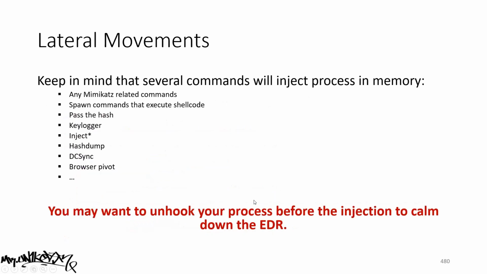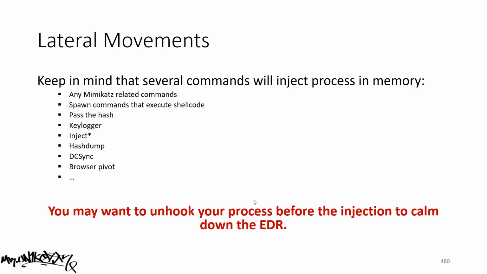It's pretty straightforward execution. Keep in mind that several commands will inject a process in memory. So any Mimikatz related command, spawn, a command that executes shellcode, pass the hash, keylogger, inject, obviously by design, hashdump, DCSync, browser pivot, are some of the functionality that actually do it. All the unmanaged stuff too, so unmanaged PowerShell, unmanaged C#, as you saw. So these are some of the other examples of commands that you may have used in the past that actually end up creating a sacrificial process. So you may want to keep that in mind.